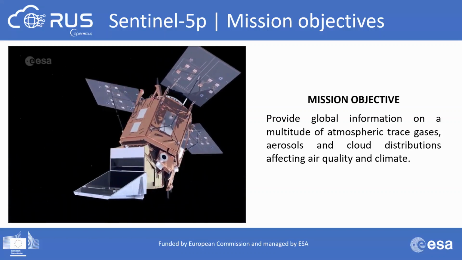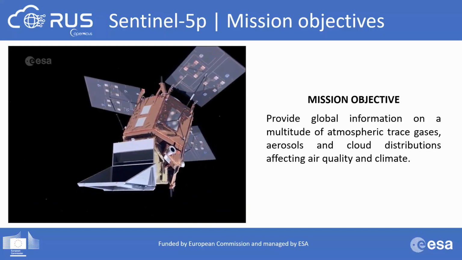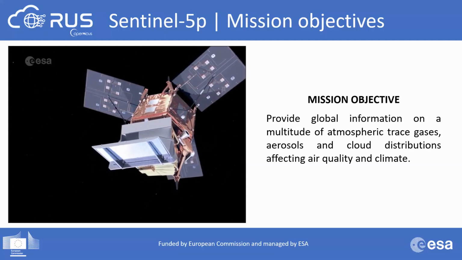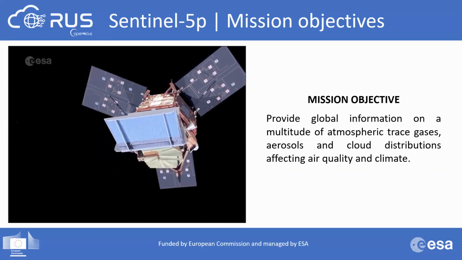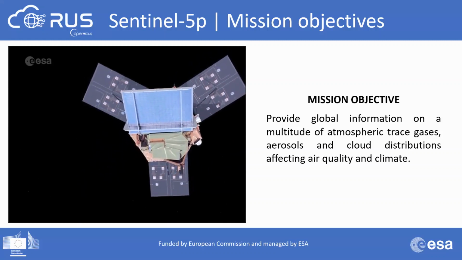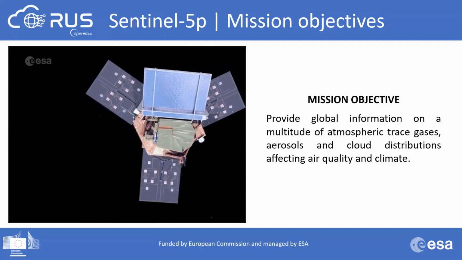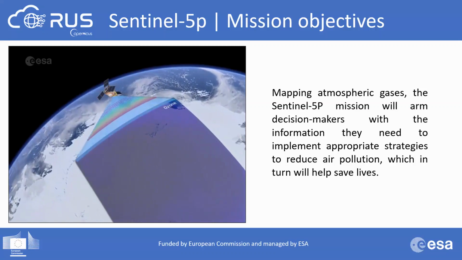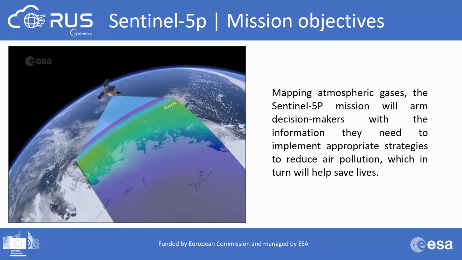It aims to fill the data gap and provide data continuity between the retirement of the previous Envisat satellite, NASA's Aura mission, and the launch of the upcoming Sentinel-5 satellite. Sentinel-5P carries the state-of-the-art Tropomi instrument to map a multitude of trace gases.